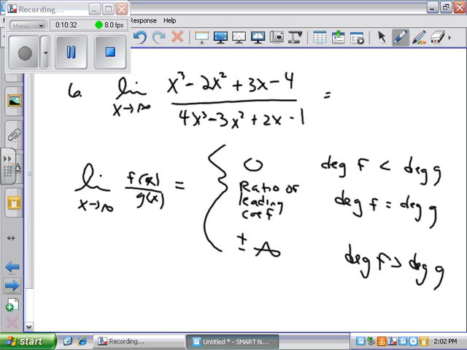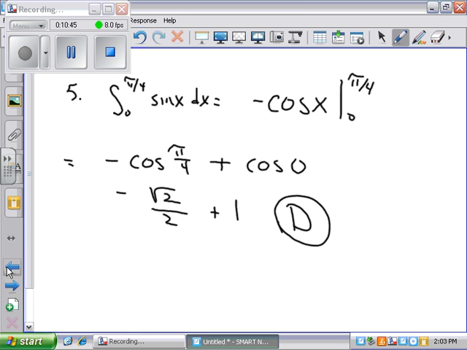Okay. So anyway, we never answered this question. So what's the answer in this case for 6? Yeah, because it's 1/4. 5 was D.